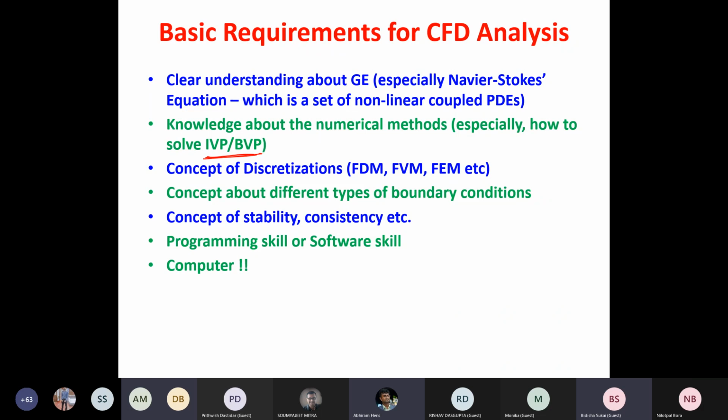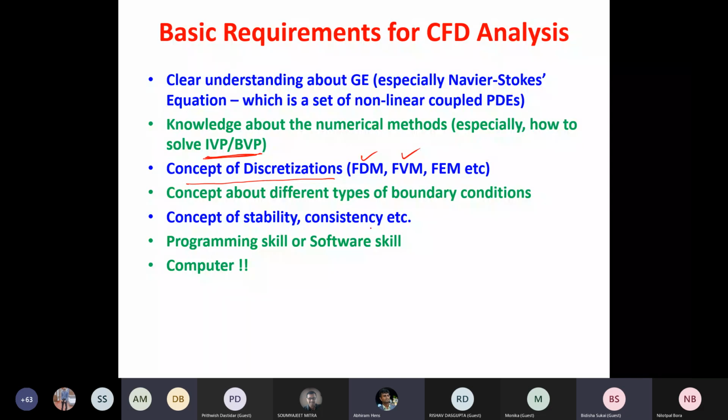Then the concept of discretization is also important, because the base of numerical methods is that if you have a differential equation, you convert it into a set of algebraic equations. That is known as discretization, and this can be done in different approaches like the finite difference method, finite volume method, then finite element method, etc. So a lot of things are available. We will discuss a little bit of finite difference and finite volume in the next few classes. But this is very important. The concept of discretization is important, so what do you mean by it? You should have a clear understanding.